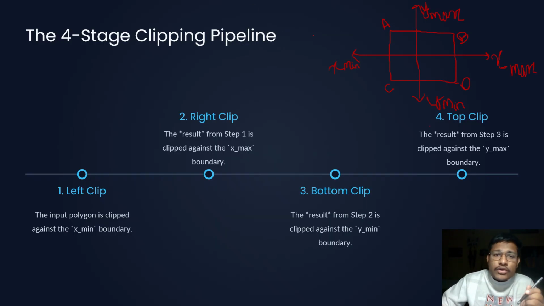There are four stages of clipping a polygon. Stage 1 is against the left edge, which is at x minimum. Then we clip against the right edge, which is at x maximum. Then the bottom edge, which is at y minimum, and then the fourth stage is the top, which is at y maximum. These are the four stages by which we clip a polygon.